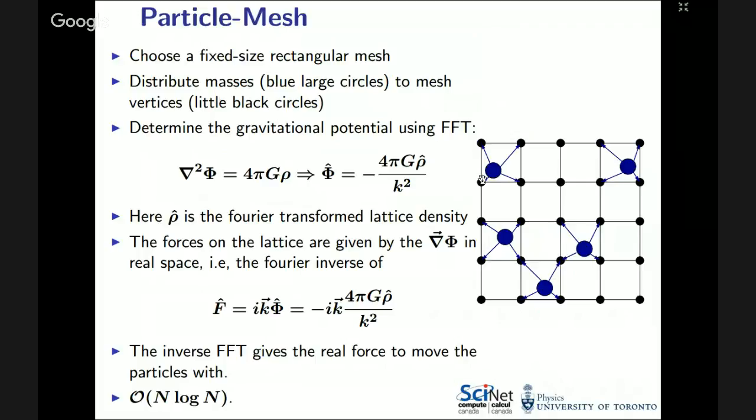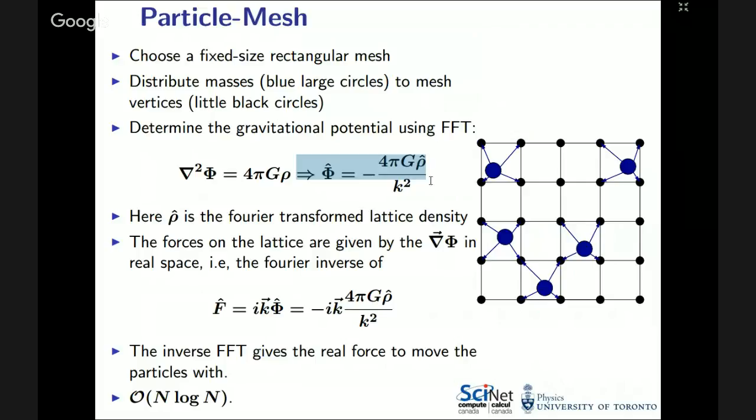Why do we do this? Because for a rectangular grid, it's actually fairly easy to compute what the gravitational potential is. And that's because the gravitational potential should be solved in this Poisson equation. So the Laplacian of the potential is equal to rho. But if rho lives on a regular lattice, we have a thing at our disposal called the fast Fourier transform.